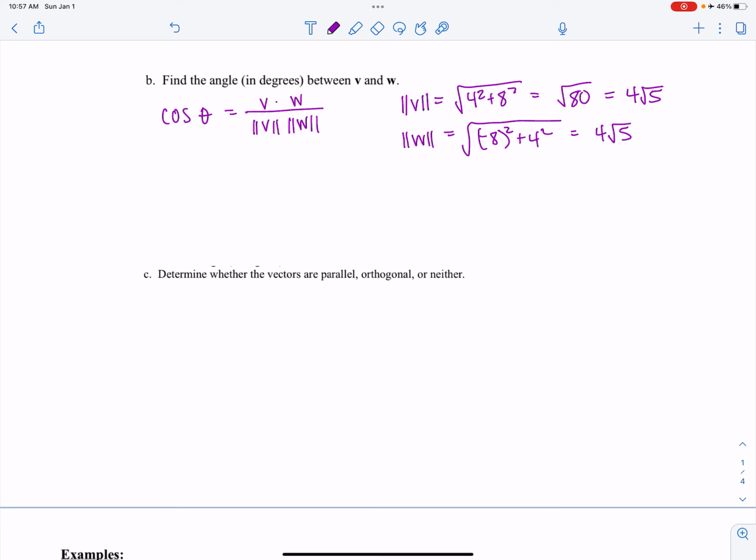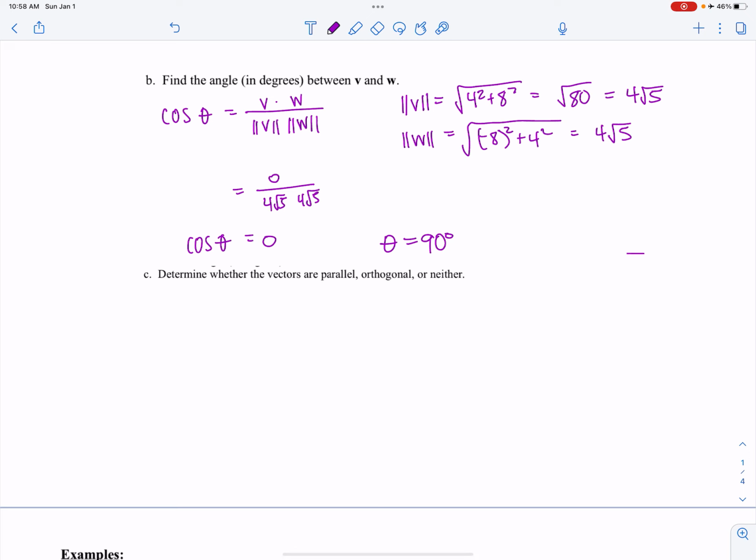Now let's plug everything in. We have v dot w is 0 over 4 root 5 times 4 root 5, and 0 over anything gives us 0. So this tells us cosine of theta equals 0. Where does cosine theta equal 0? That's at theta is 90 degrees. So the angle between v and w is 90 degrees.